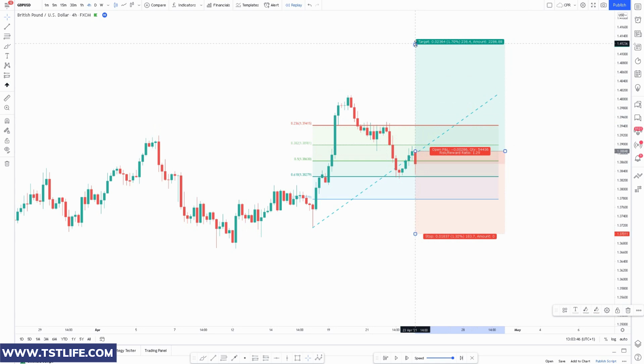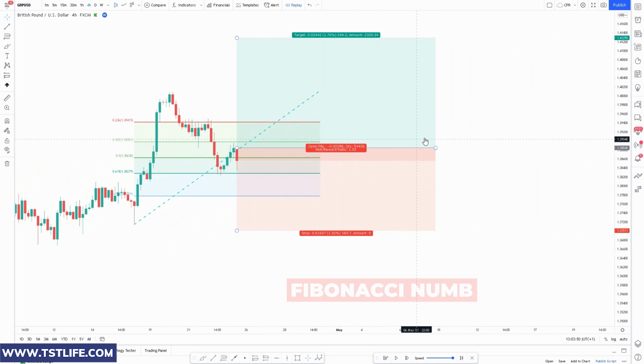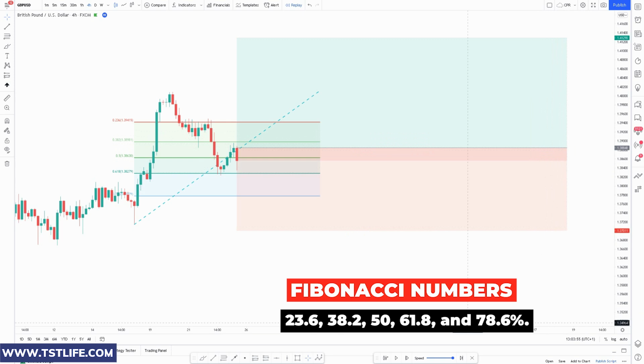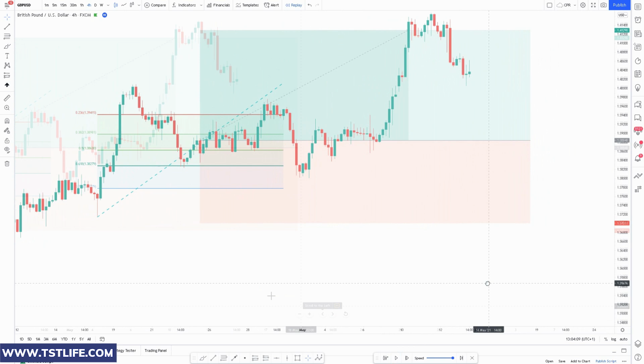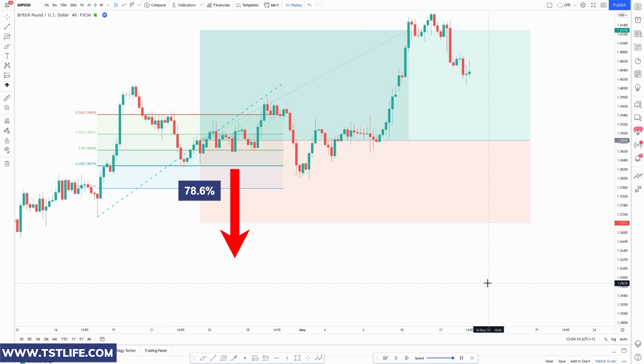Again, we're expecting the trend to resume at one of the following Fibonacci levels, which are 23.6, 38.2, 50, 61.8, or 78.6%. We found these specific levels to be the most effective in our trading as they can represent turning points. If the price drops below 78.6%, you should avoid entering as there are high chances that we are looking at a trend reversal setup.